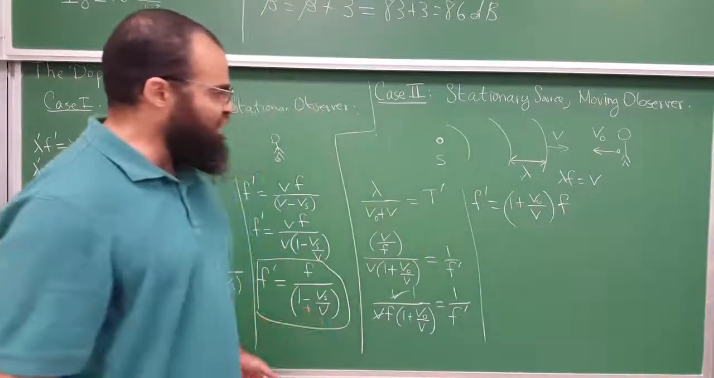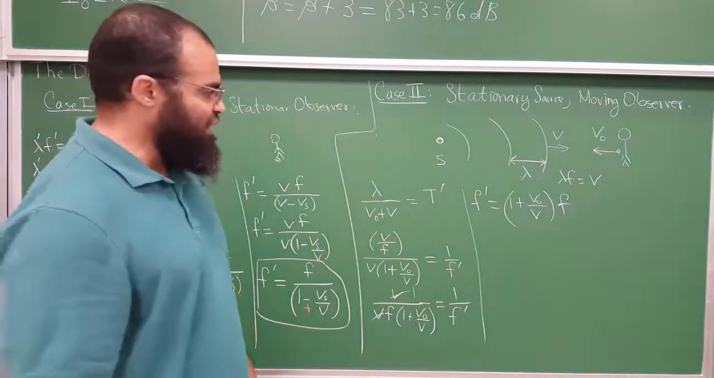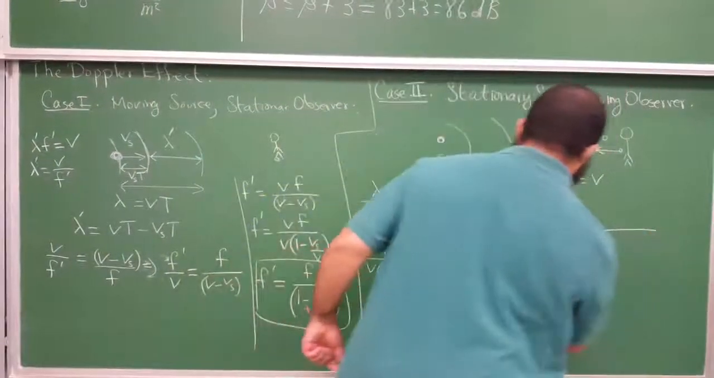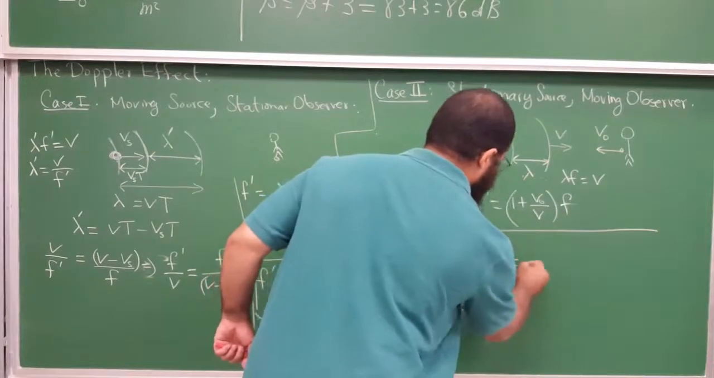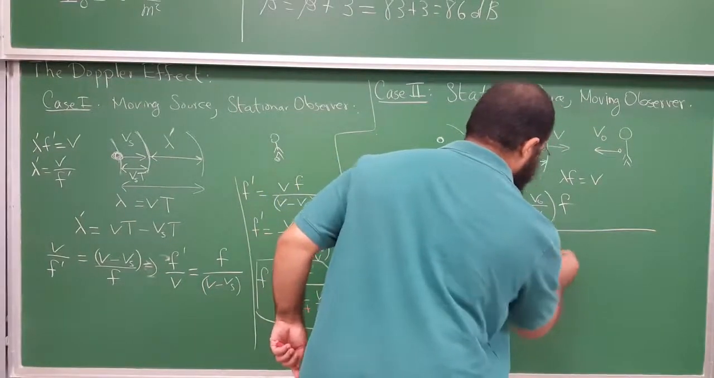Now, the final case will be the observer is moving and the source is moving, and so you will get f prime. If you just combine everything, it'll be 1 plus or minus.